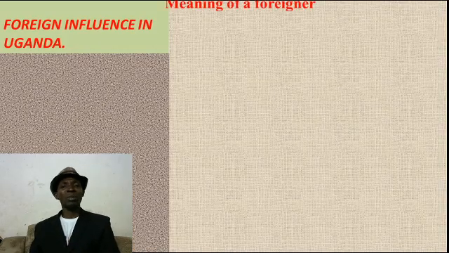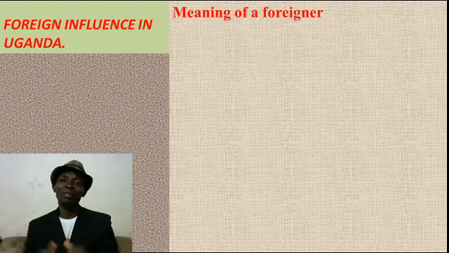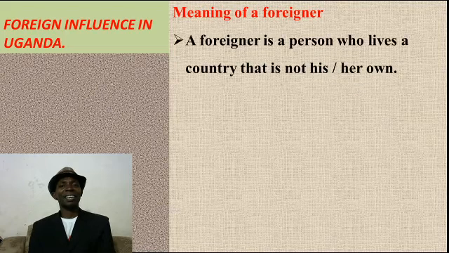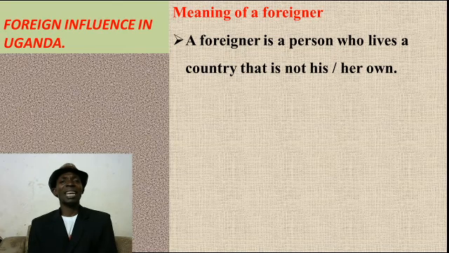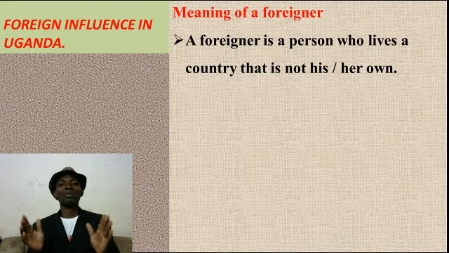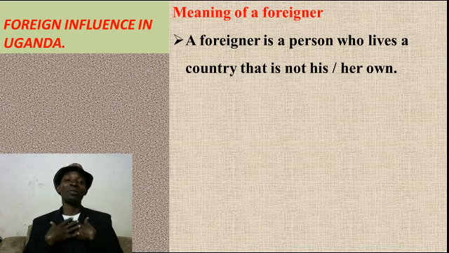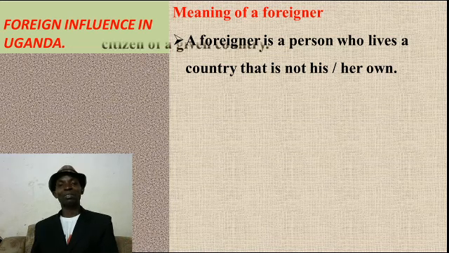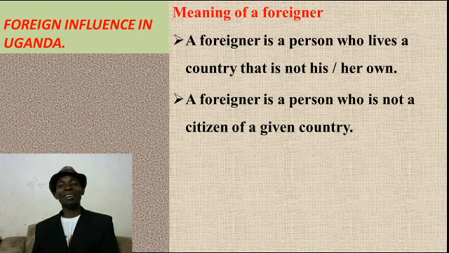I have told you we are looking at the topic called foreign influence. And number one, boys and girls, we need to know the meaning of a foreigner. Who is a foreigner? A foreigner is a person who lives in a country that is not his or her own. If I go to Kenya and I stay in Kenya, I'll be called a foreigner because Kenya is not my country. A foreigner is a person who is not a citizen of a given country.